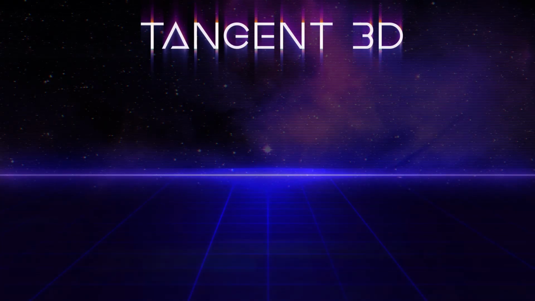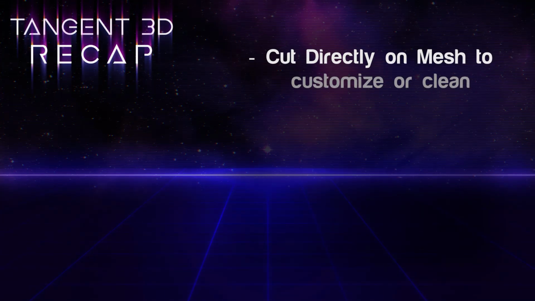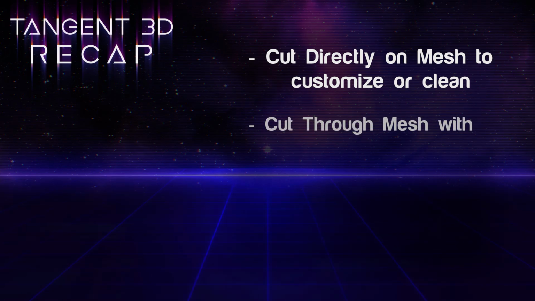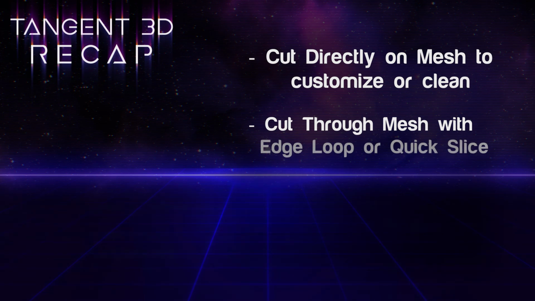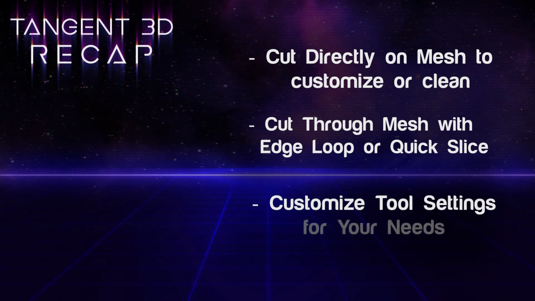All right, so let's just review what we covered here. First we looked at how we could cut directly on the mesh to either customize or clean up your geometry. Second, we looked at how we could cut across the whole mesh with either the edge loop cut tool or the quick slice. And lastly, we covered how we could use the tool settings to customize the tool for our needs. All right, everybody, good luck and have fun.